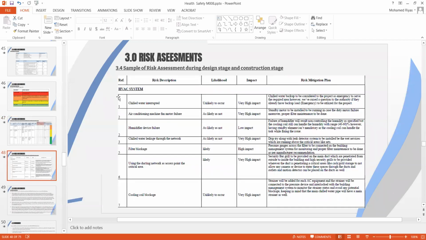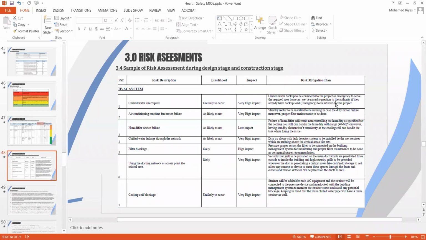So let's read one example to see how the technical team is trying to do risk assessment. HVAC system, chill water interrupt. Likelihood: unlikely to occur. Impact: very high impact. They're talking about the impact in terms of cost, even in terms of technical severity. Now look at the risk mitigation plan. Chill water backup to consider the project as emergency to serve the required area.